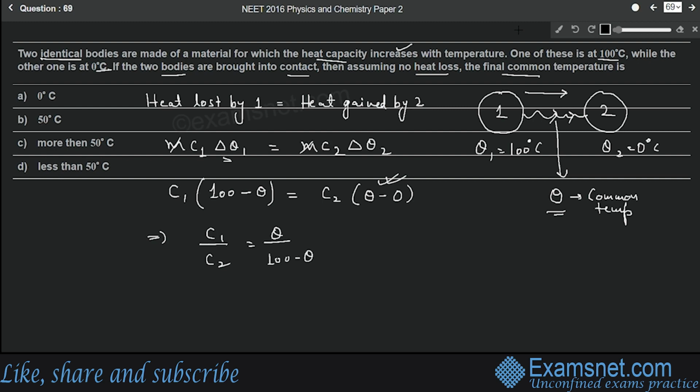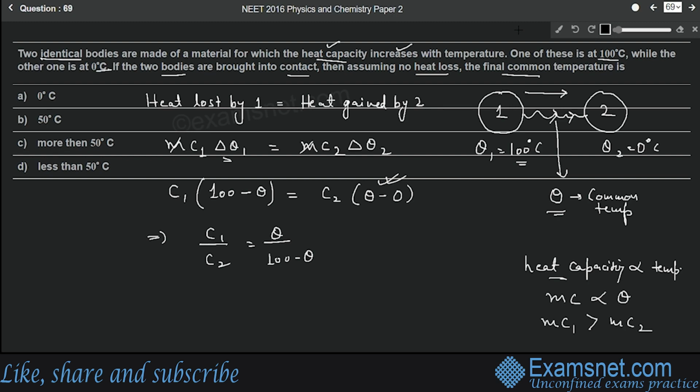Now it is given in the question that heat capacity increases with temperature. So according to the question, heat capacity is proportional to the temperature, and heat capacity means mass into specific heat. This is proportional to the temperature theta. So which body has higher temperature? The first body, 100 degrees Celsius. That means m into C1 will be greater than m into C2.